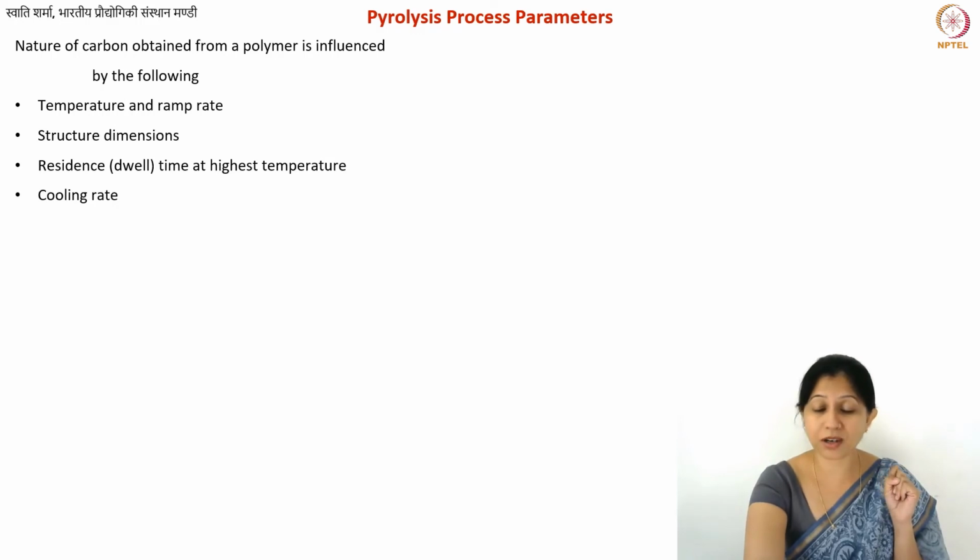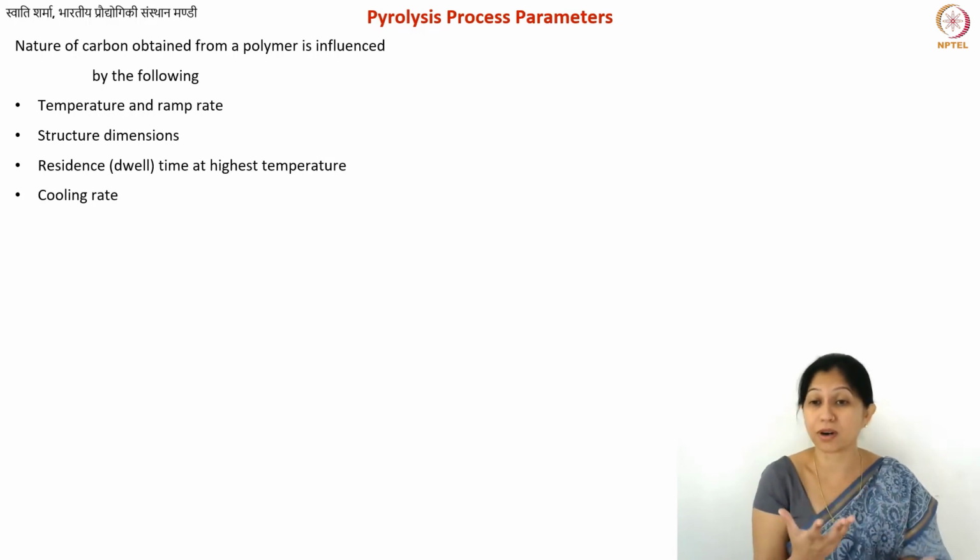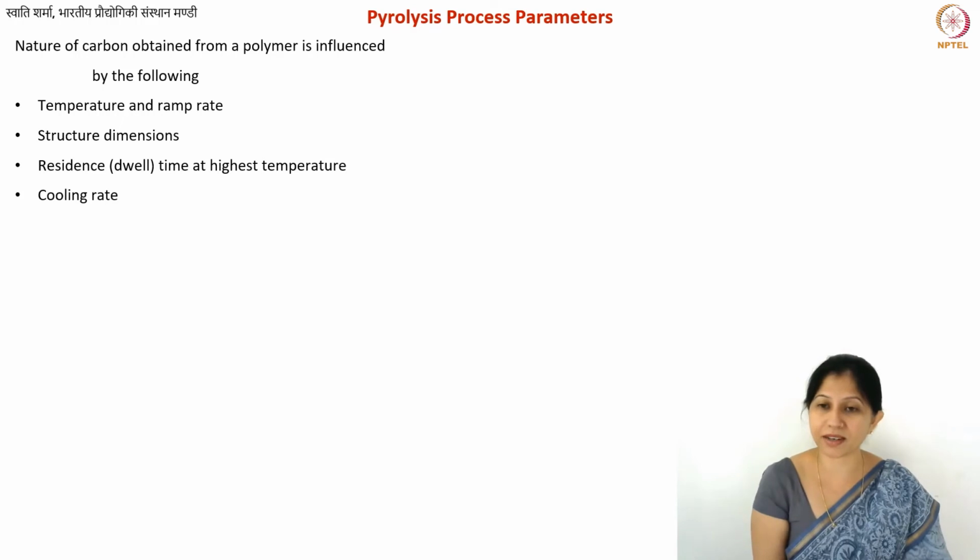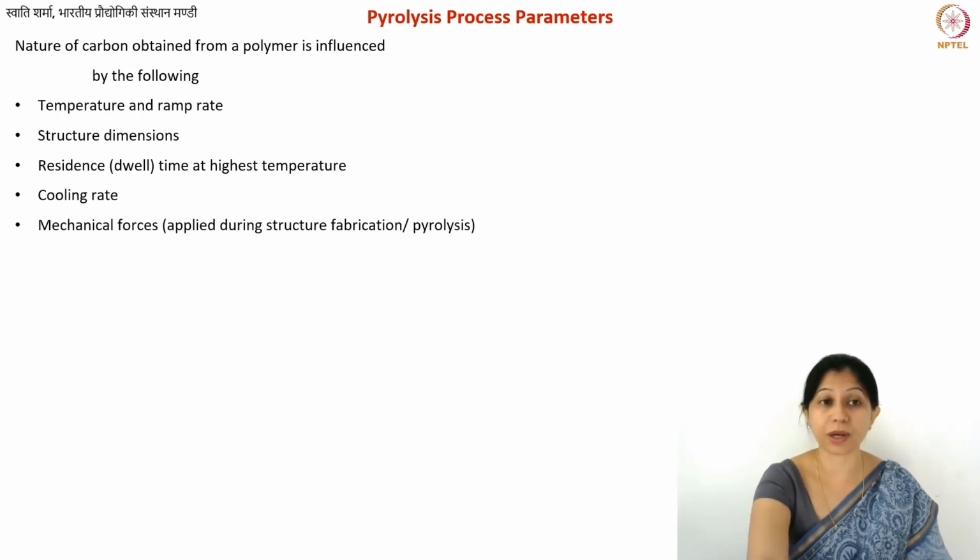Cooling rate. We have not talked about cooling rate, but most lab scale furnaces may not even allow control on the cooling rate, whereas large, massive industrial furnaces definitely allow it. They facilitate water cooling, for example. Then you can also set the cooling rate, and that also makes a difference to the microstructure of your carbon.